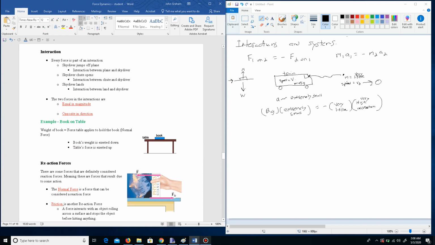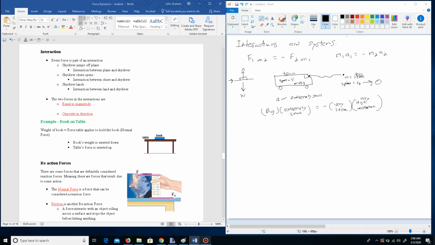So every force is a part of an interaction. Skydiver jumps off the plane, interaction between the plane and the skydiver. Skydiver chute opens, there's an interaction between the chute and the skydiver. The skydiver lands, there's an interaction between the land and the skydiver. In all these interactions, you'll have forces equal in magnitude, opposite in direction.